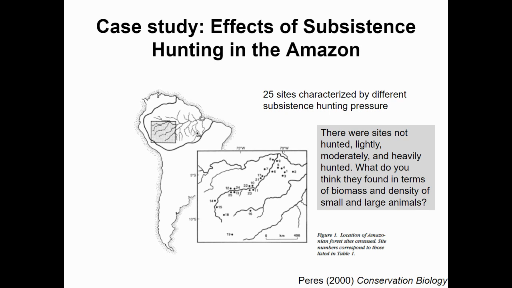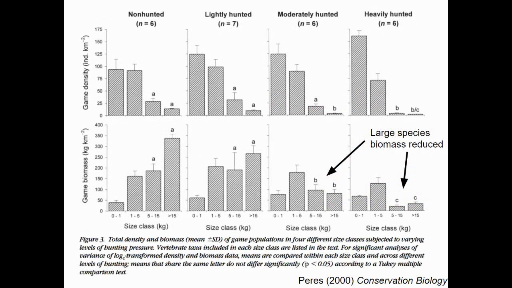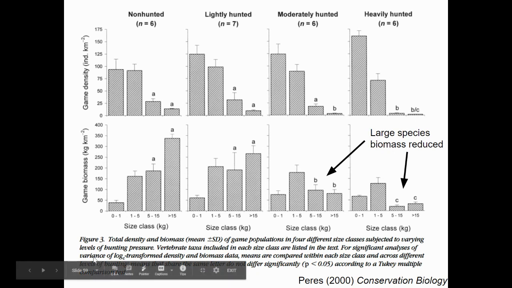So scientists did research on the effects of subsistence hunting in the Amazon. They looked at 25 different sites that had different pressure from subsistence hunting. Some areas were not hunted at all, some were lightly hunted, some were heavily hunted. And they looked at the biomass of animals and density of animals. So what these charts show you is the different sizes of animals and how many there were.